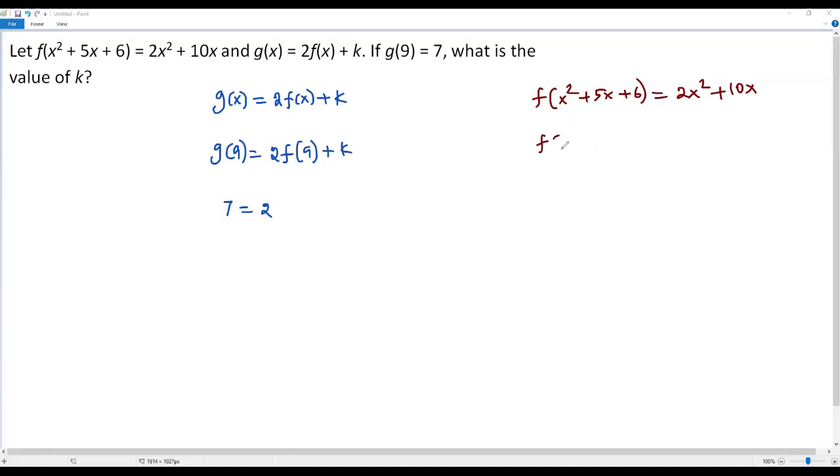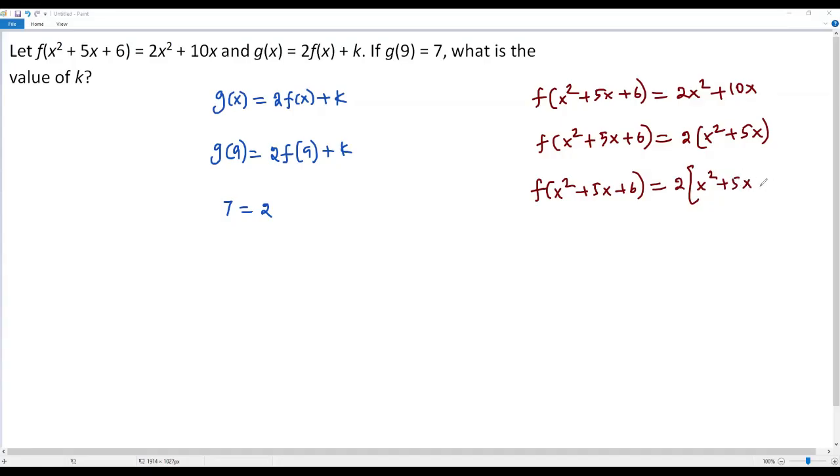Let me do some work for this one. That is f(x² + 5x + 6) = now I'm going to factor 2 from these two terms. When I factor 2 from these two terms, to get the stuff inside the parentheses, I have to divide both terms by the one I factored, that is 2. When I divide 2x² by 2, I'm just getting x². When I divide 10x by 2, I'm getting 5x. Now I have factored 2 out from these two terms. Now f(x² + 5x + 6) = 2(x² + 5x).